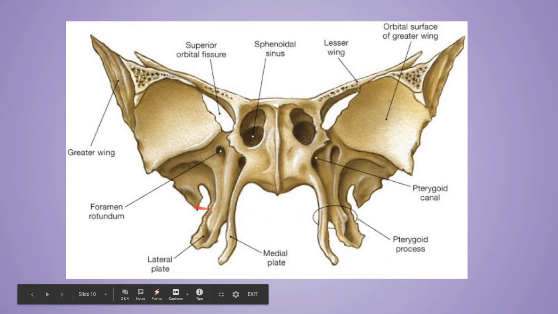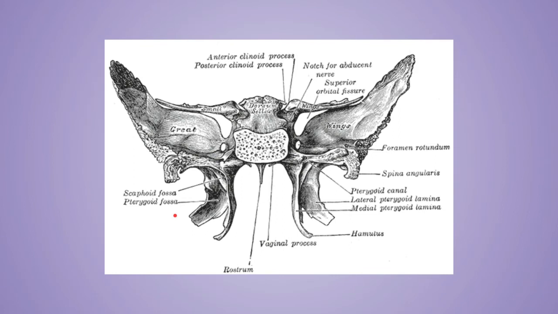Over here, as you can see, these two plates are divided posteriorly by one fossa known as the pterygoid fossa. This medial and lateral plate divide in the posterior view by the pterygoid fossa. Now above this fossa, we have one scaphoid fossa. We'll talk about this.